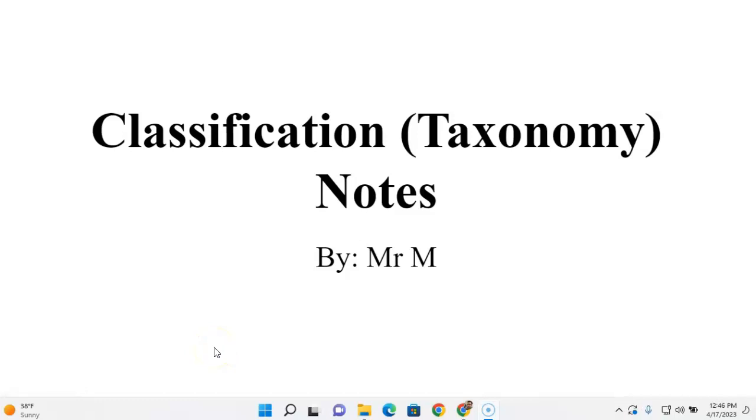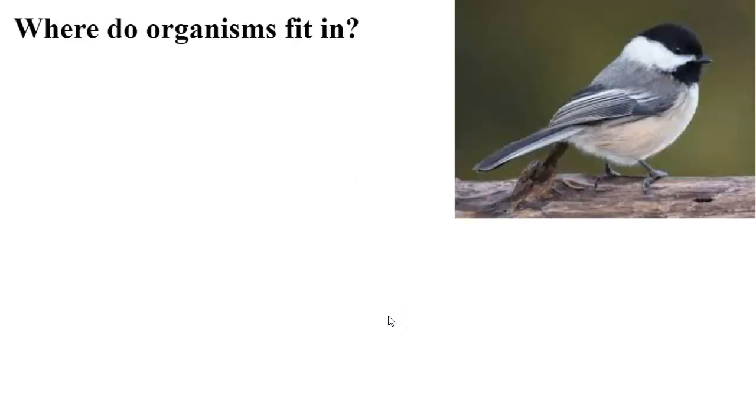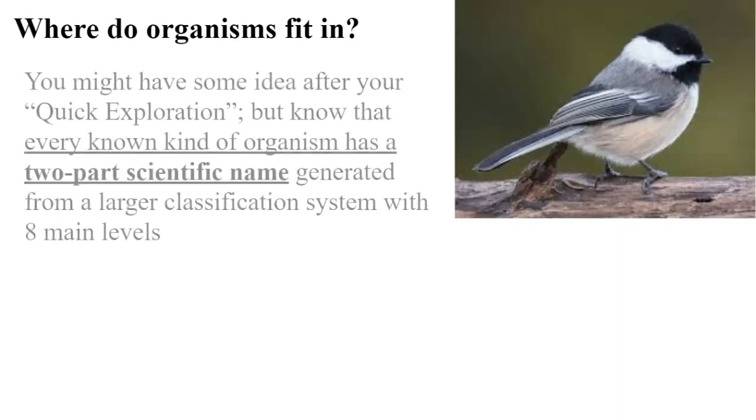I think we had an introduction to classification of organisms to start the year, but in case you didn't get notes on that and you're interested in the backyard classification assignment, these notes will be helpful. So where do organisms fit in this whole classification thing? How is that done? Why is it done?